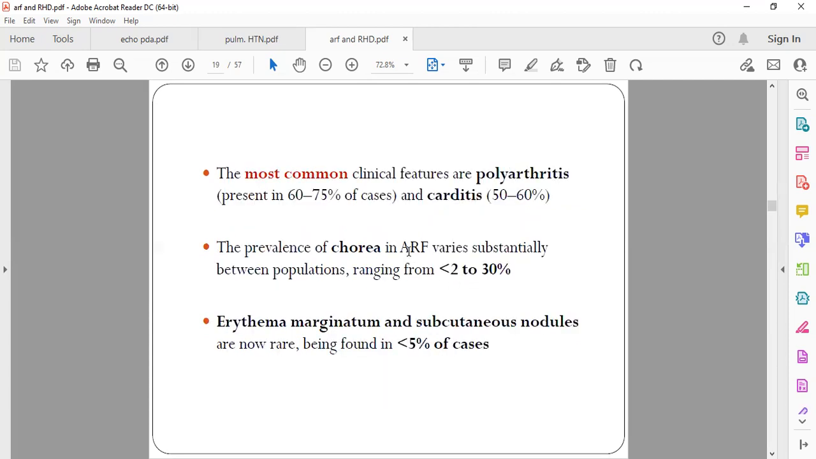The most common clinical feature in rheumatic fever is polyarthritis, which is seen in around 60 to 75% of cases. The second most common is carditis. And the prevalence of chorea, erythema marginatum, and subcutaneous nodules is very low, at less than 5% of cases.